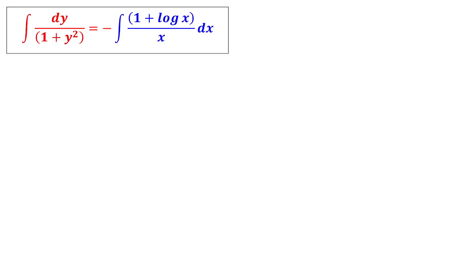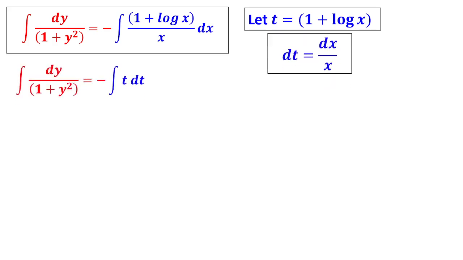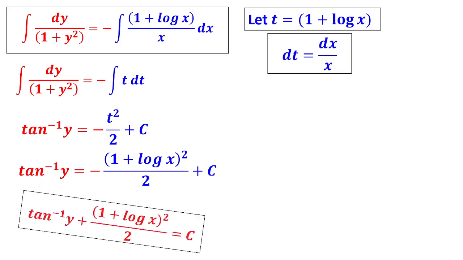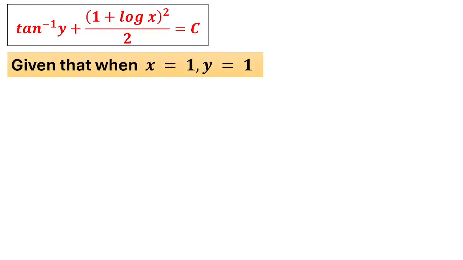I am doing the integration. Left hand side integration is very simple. But the right hand side integration needs integration by substitution because the integral contains the differentiation of 1 plus log x. I am just doing it. It will become t dt. Therefore, t square by 2. Do the resubstitution. Therefore, tan inverse y is equal to minus of 1 plus log x the whole square by 2 plus c. Therefore, this can be written like this.